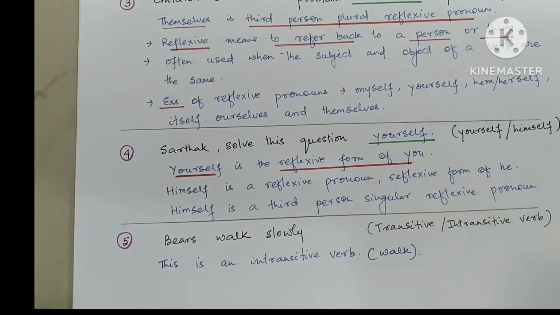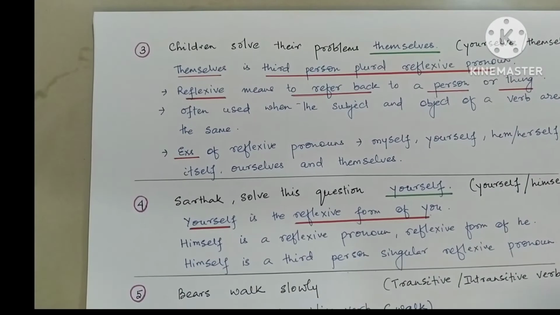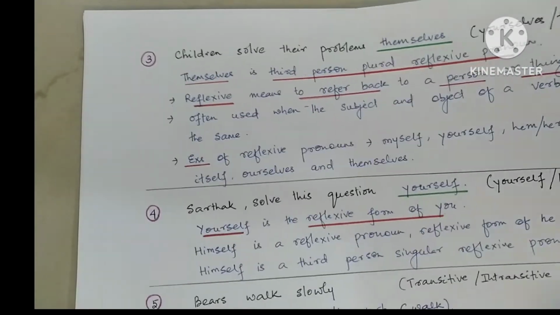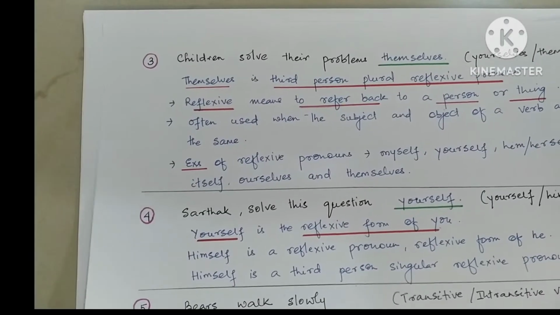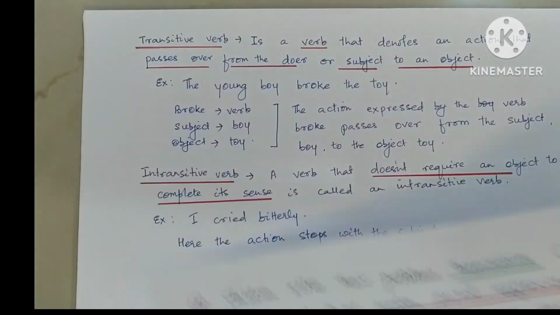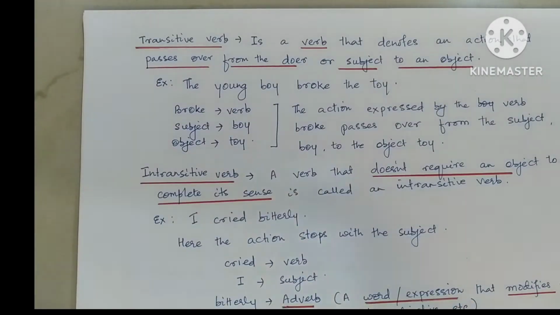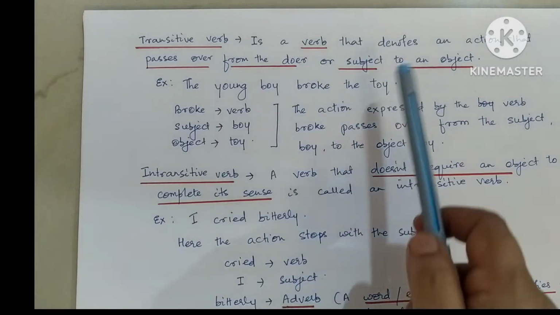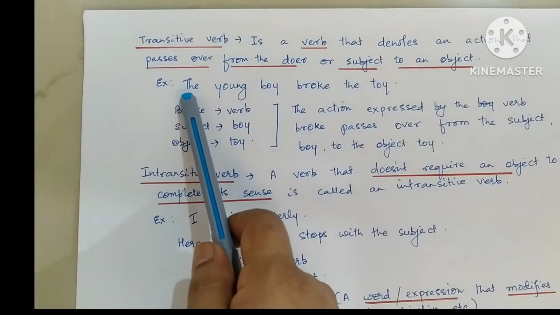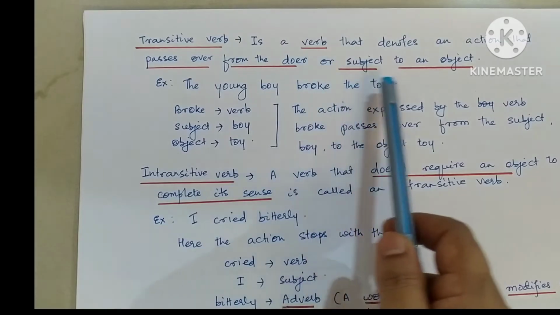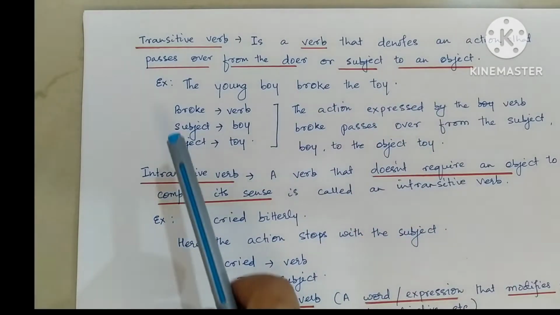Now, we know that verbs are of two kinds. They are transitive or intransitive. So, first let us see what are transitive verbs and what are intransitive verbs. Now, a transitive verb, children, is a verb that denotes an action that passes over from the doer or the subject to an object. I will give you an example.